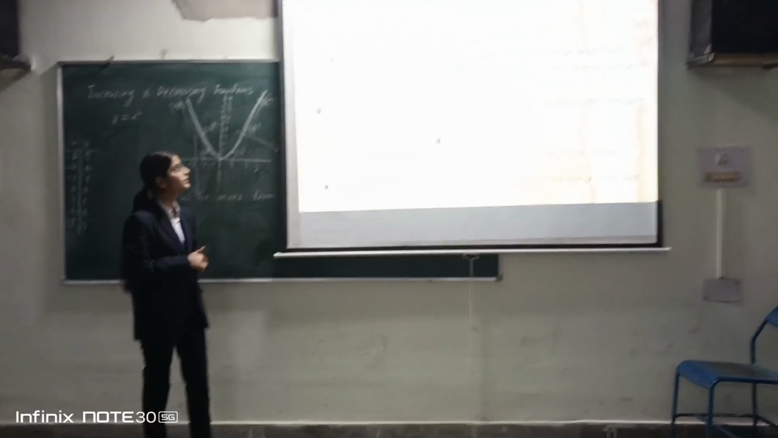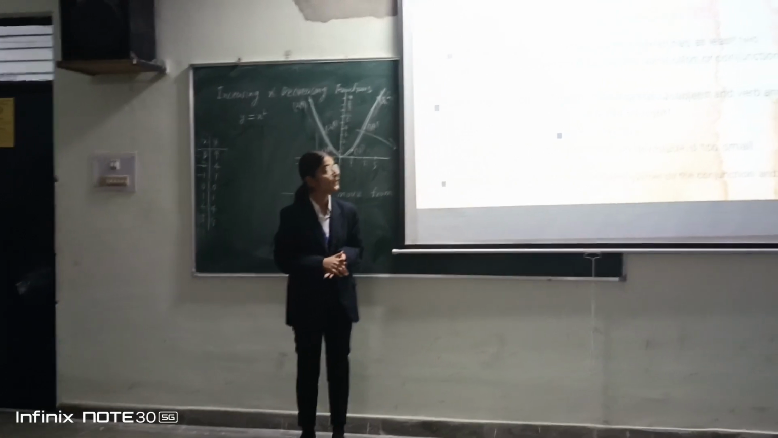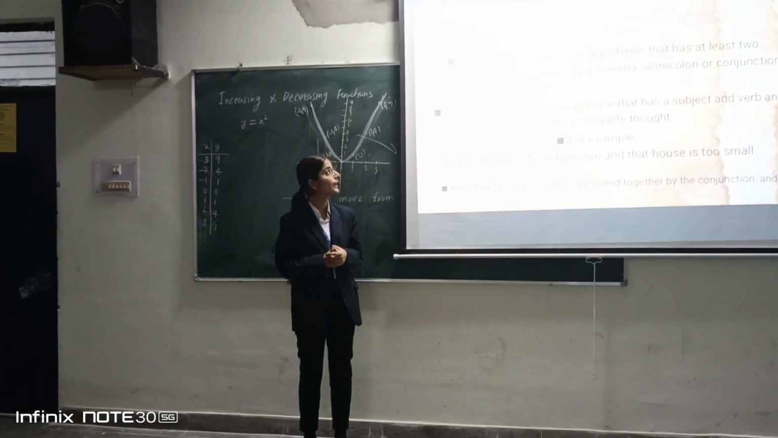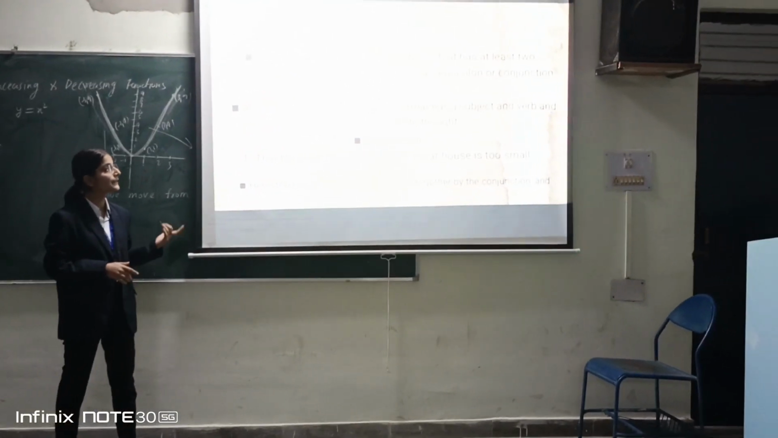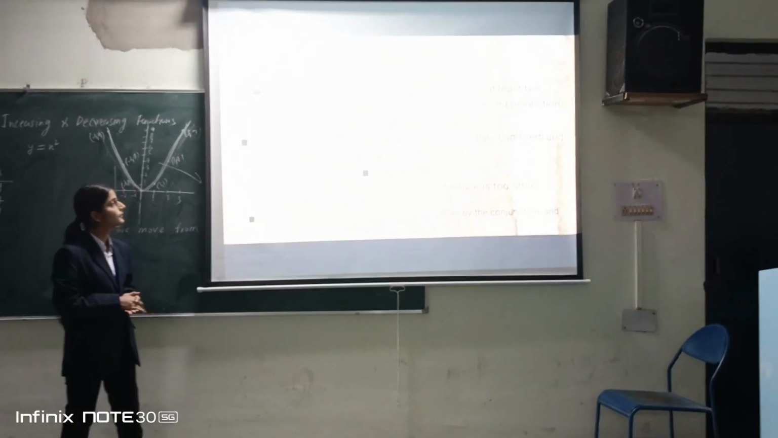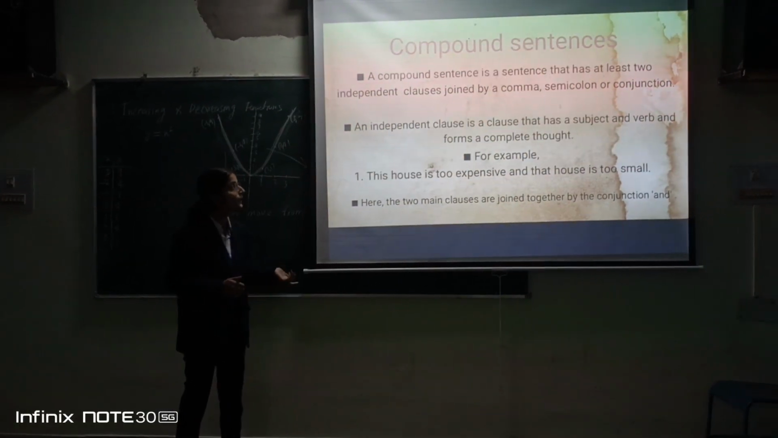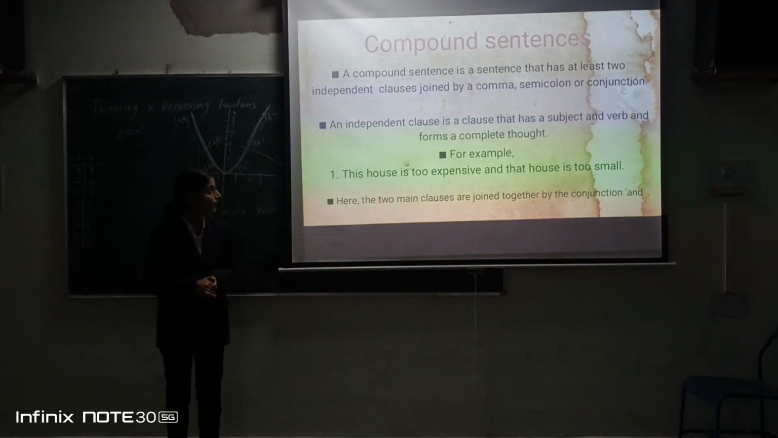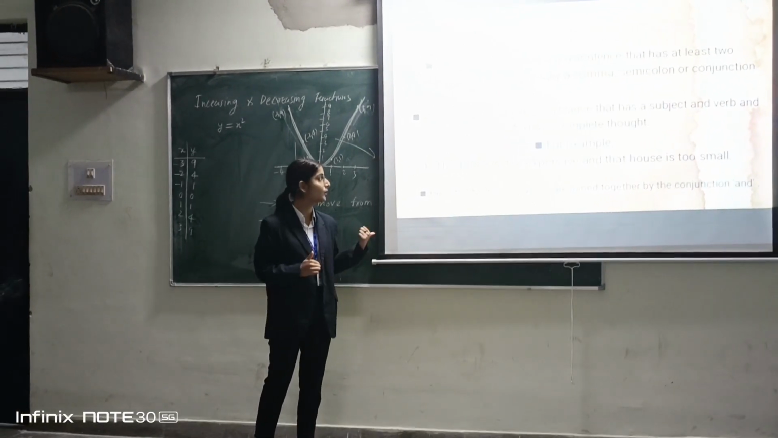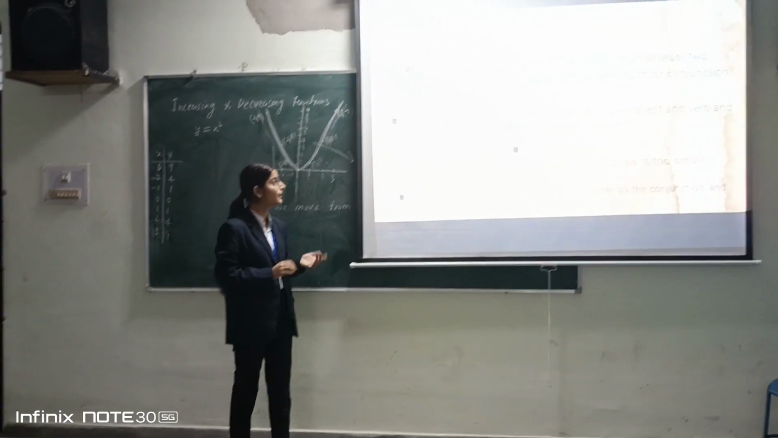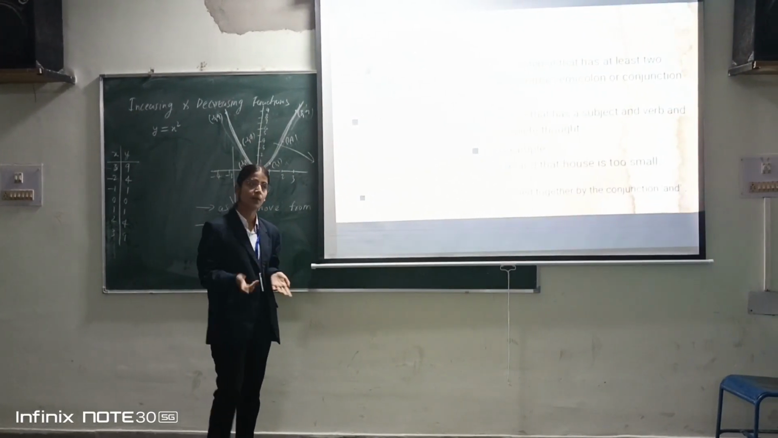And second is compound sentences. Compound sentences are those sentences that have at least two independent clauses joined by a comma or conjunction. An independent clause is a clause that has a subject and verb and forms a complete thought. For example, this house is too expensive and that house is too small. It has two independent clauses. First is this house is too expensive and the other one is that house is too small.